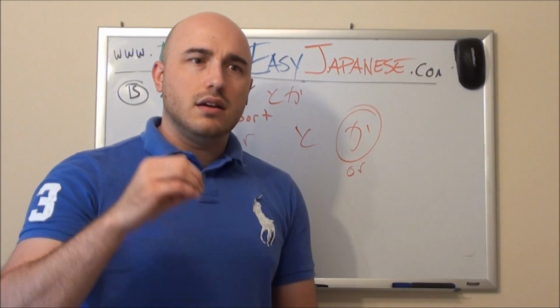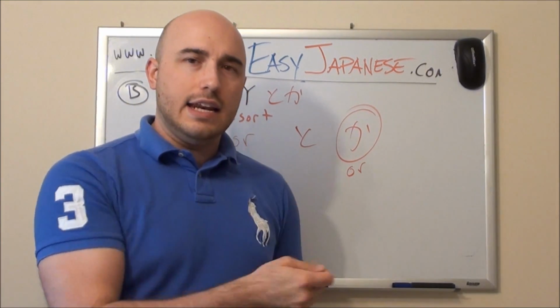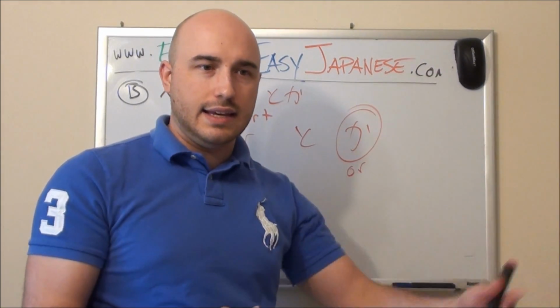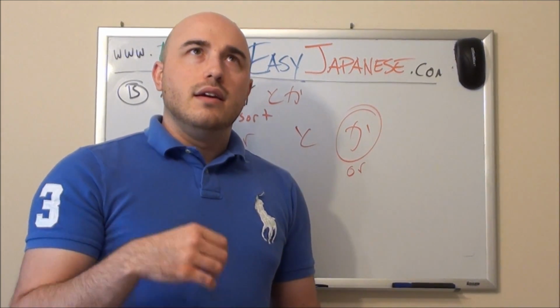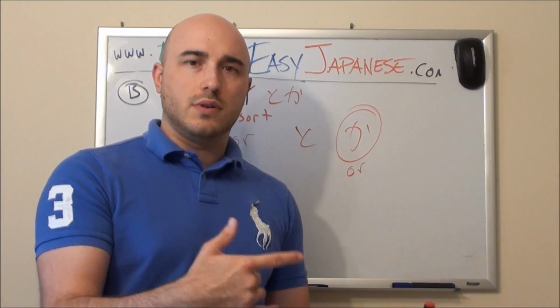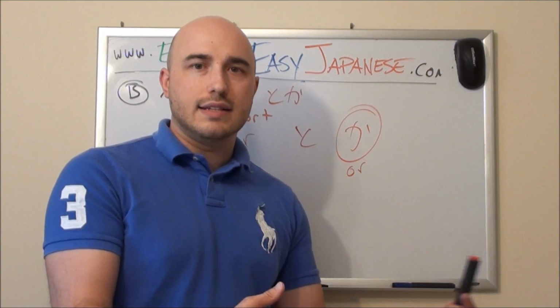but you can add it at the end of a list. So x toka, y toka, ga suki desu. I like things like x and y. Also, you can just treat it with just one noun. For example, hon toka ga suki desu.